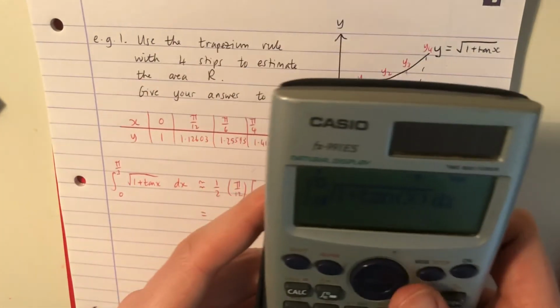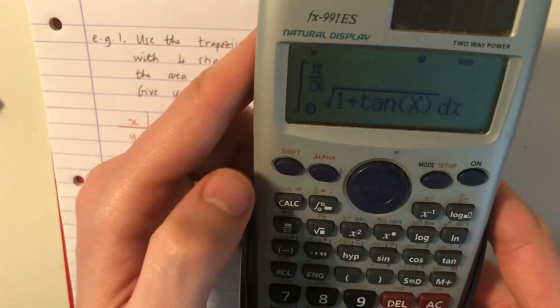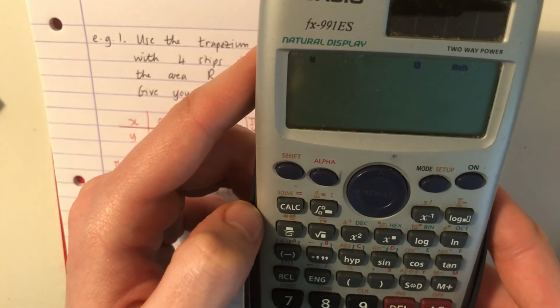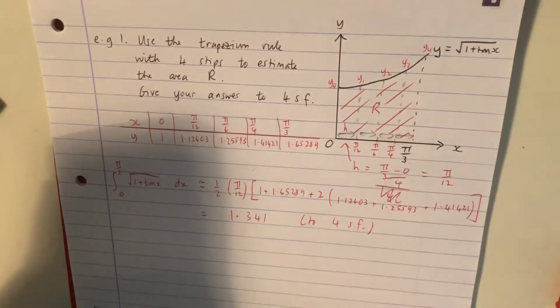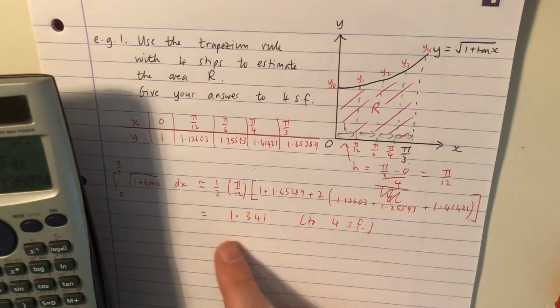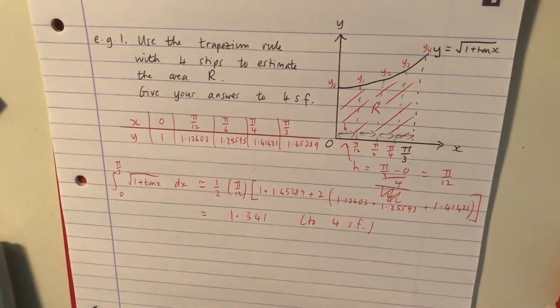So 0 to pi by 3, make sure your calculator's in radian mode. 1.337. So I'm happy that this is an estimation, it's close to it, so I've probably done something right. And that would be it.